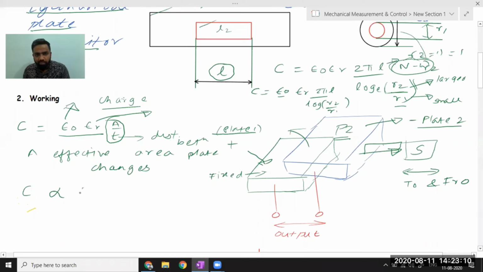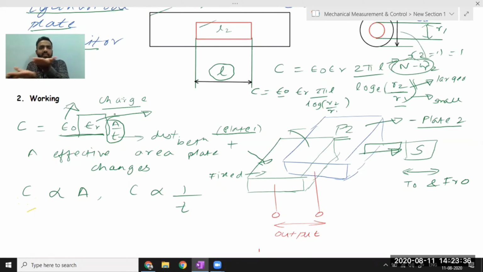So what I'm trying to say is, capacitance is proportional to area and inversely proportional to the distance between the plates. We can't change the dielectric medium because we are not changing the chemical affinity or anything, so we keep these two things constant. What we can change in our system is the effective area between the plates, or the distance between the plates. Both are different things. It looks similar, but this is more about area change between the plates, and this is more about displacement change between the plates.